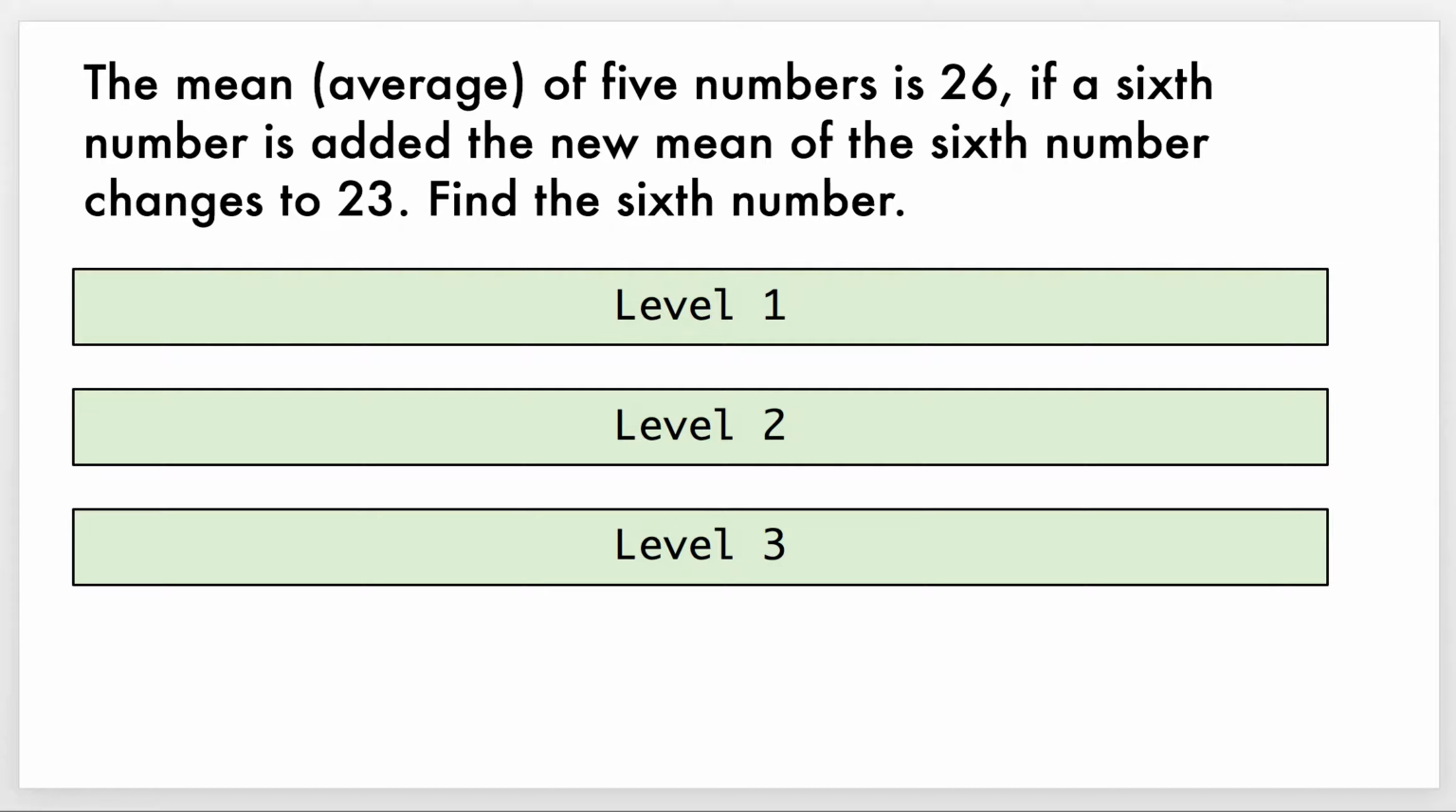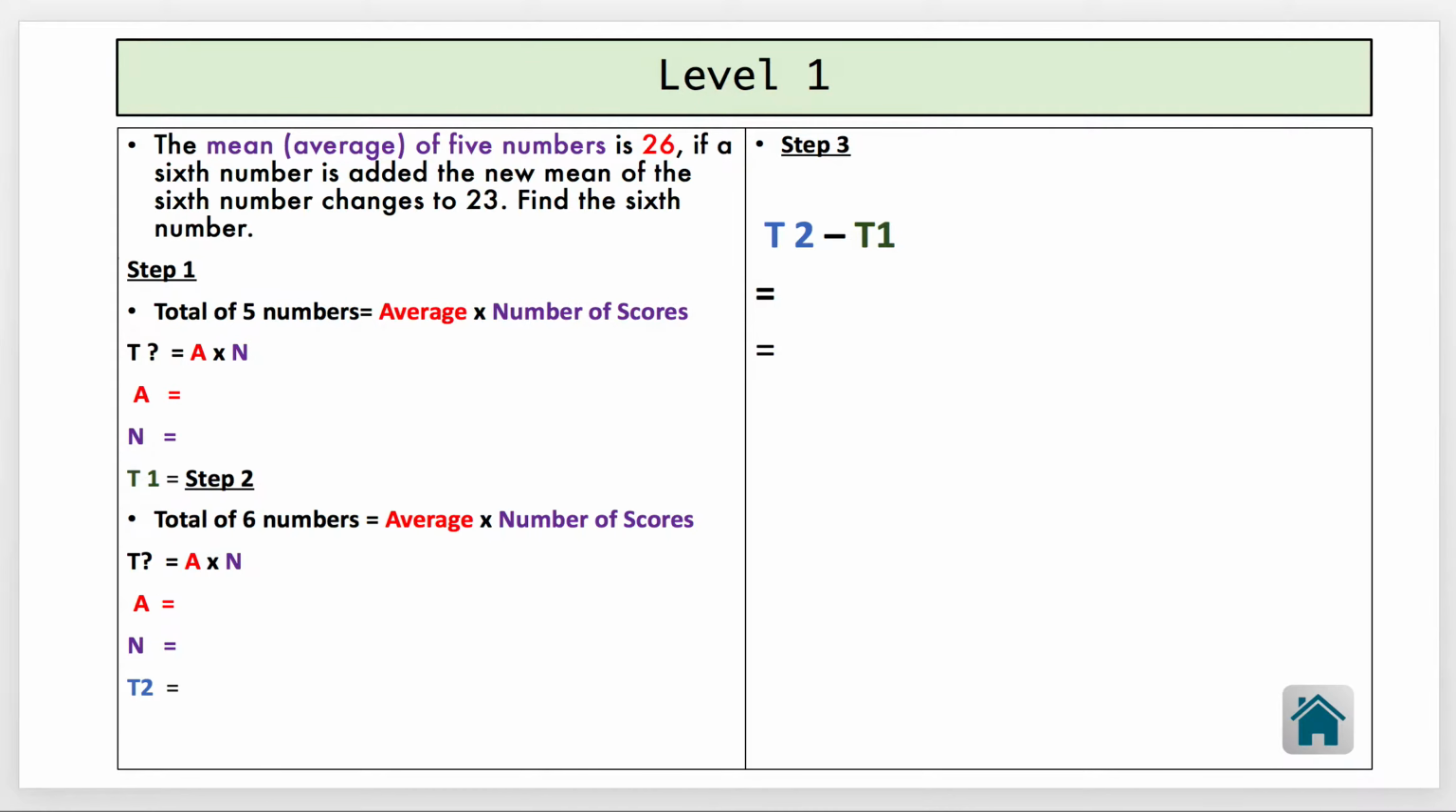Welcome back, Year 6. Right, so let's get into it. I will be using the level 1 scaffold in order to help us and apply what we know. So let's look at the level 1 scaffold. The mean or average of 5 numbers is 26. If a 6th number is added, the new mean changes to 23. Find the 6th number. This is one possible way to find this answer.